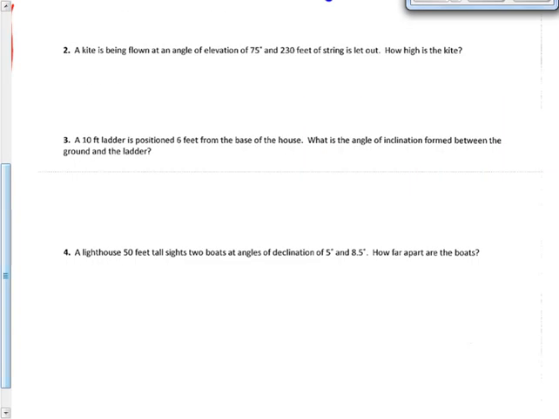The word problems: draw some pictures. A kite is being flown at an angle of 75 degrees. So I've got an angle here of 75 degrees, a nice little kite up here. And it's 230 feet of string, 230 feet of string is let out. The question is, how high is the kite? So I want to know this value.